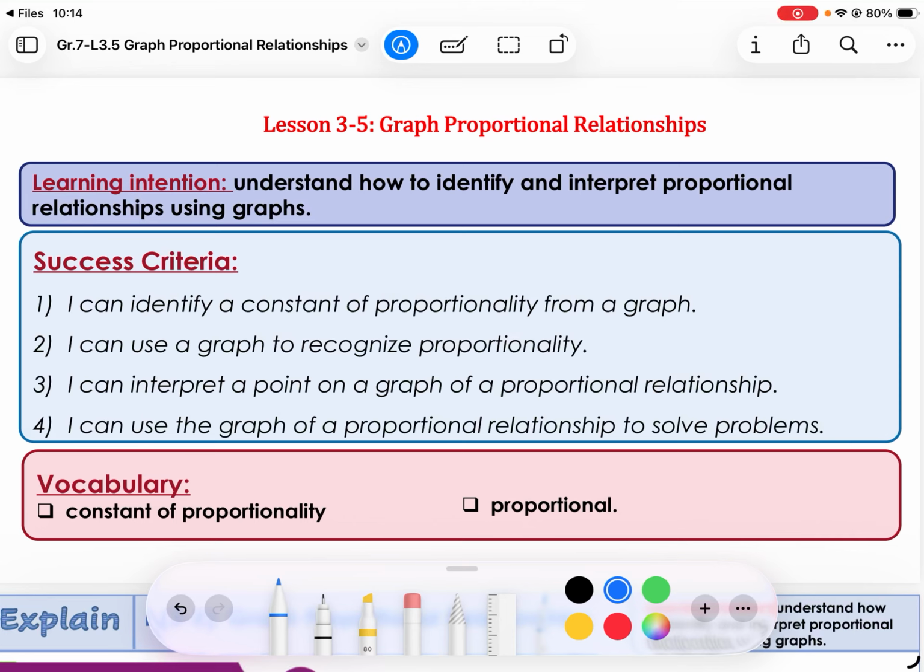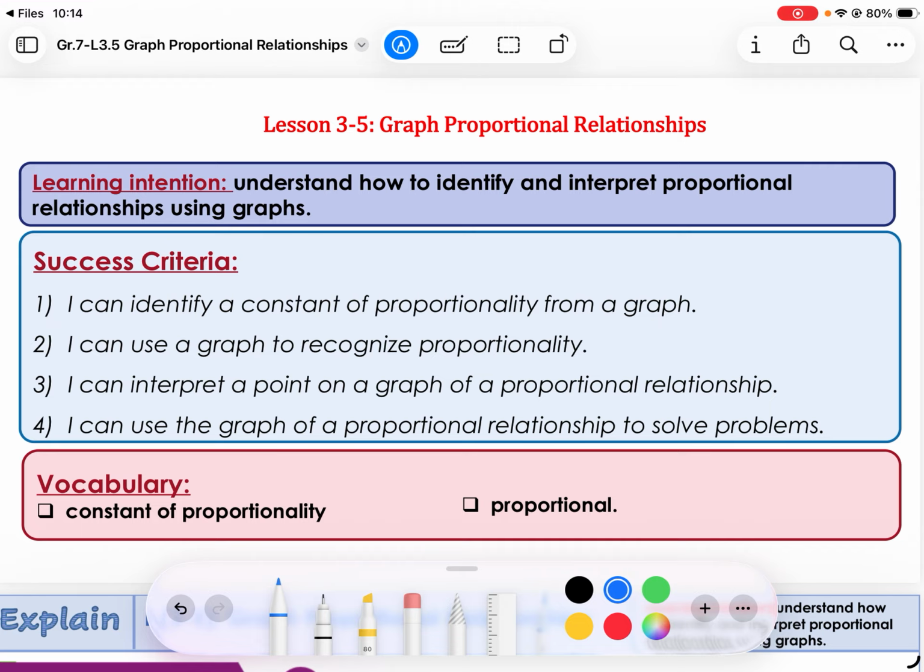So today's lesson we are going to talk about 3.5, which is graphing proportional relationships. The learning intention of today's lesson is to understand how to identify and interpret proportional relationships using graphs.